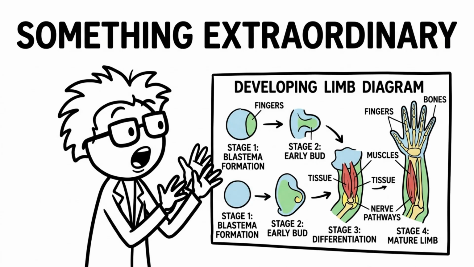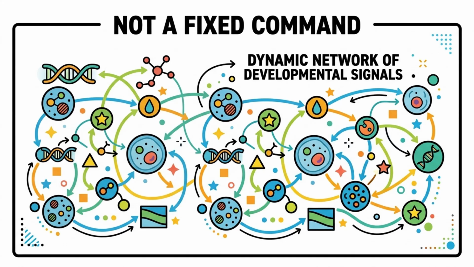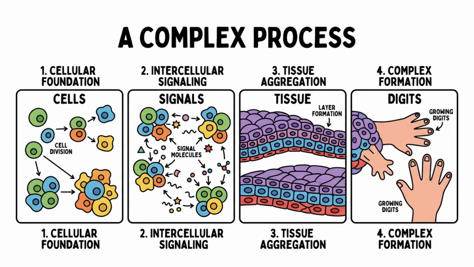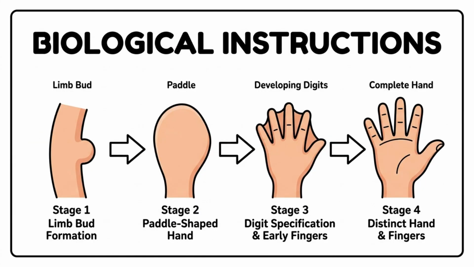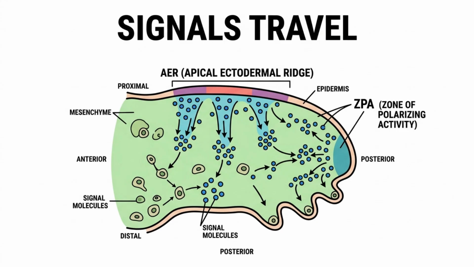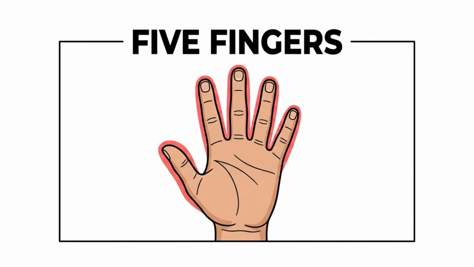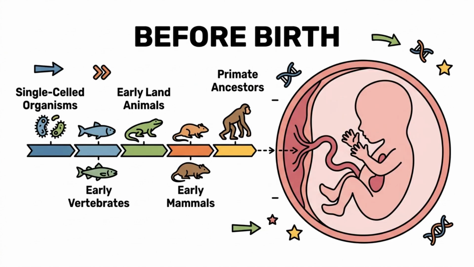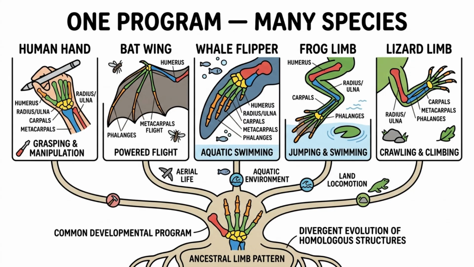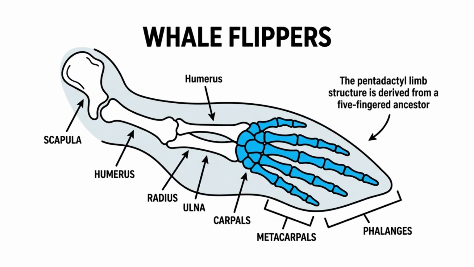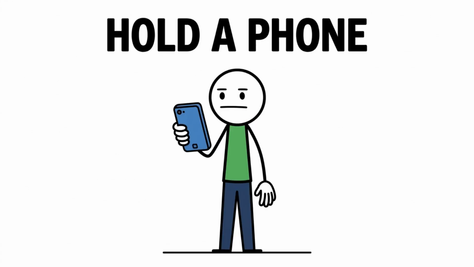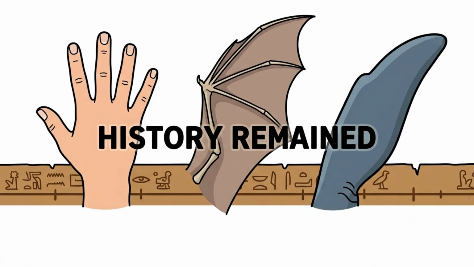This tells us something extraordinary. The number of fingers is not simply written as a fixed command. It emerges from a complex developmental process. Your hand was built through a sequence of biological instructions. Signals travelled through developing tissue, cells responded, patterns formed, digits separated, and eventually you had 5 fingers. Before you were born, your hands were already following an ancient developmental program. The same broad program has been modified across countless species. A bat uses it to build wings. A whale uses it to build flippers. You use it to hold a phone. The structure changed. The history remained.